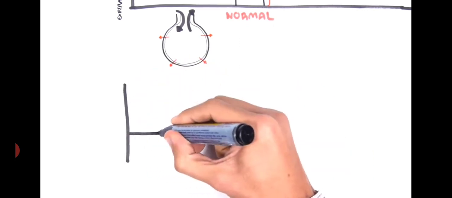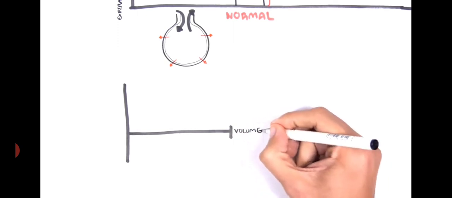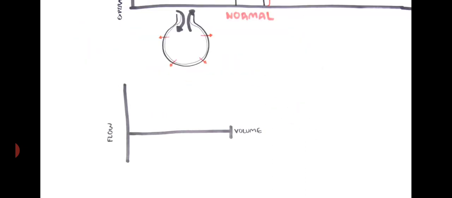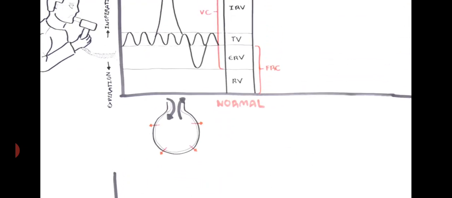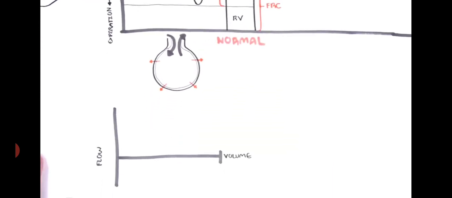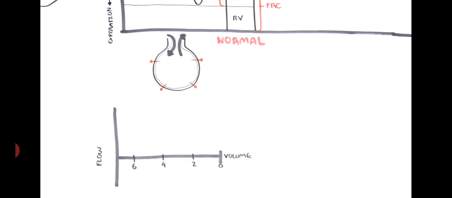Let us draw it in a graph of a normal lung. Here you have the volume on the x-axis and flow through the lung on the y-axis. A normal adult has a total lung capacity of 6 liters. So here is the volume set here at 6 liters. From 0 to 6 is the total lung capacity.